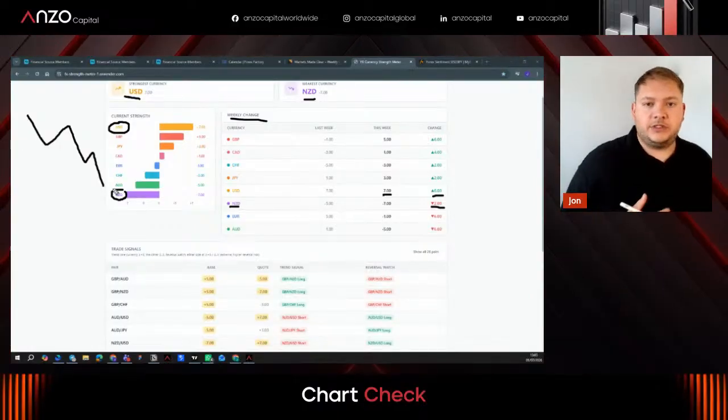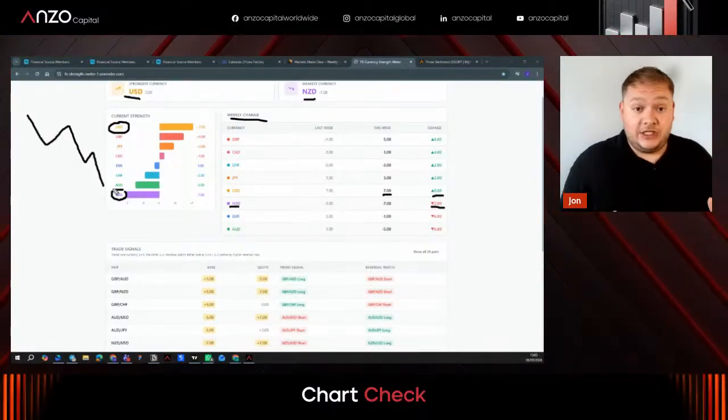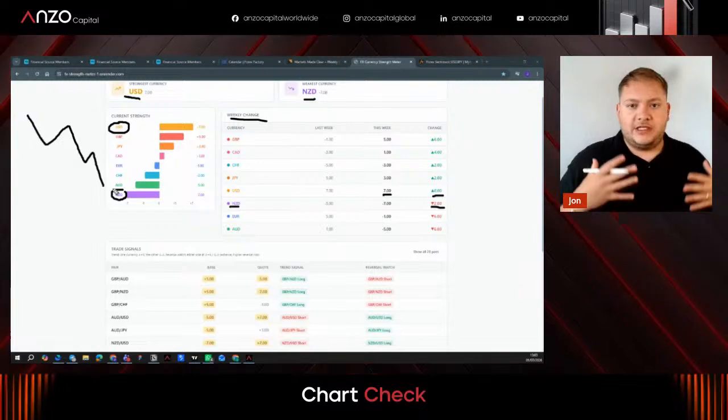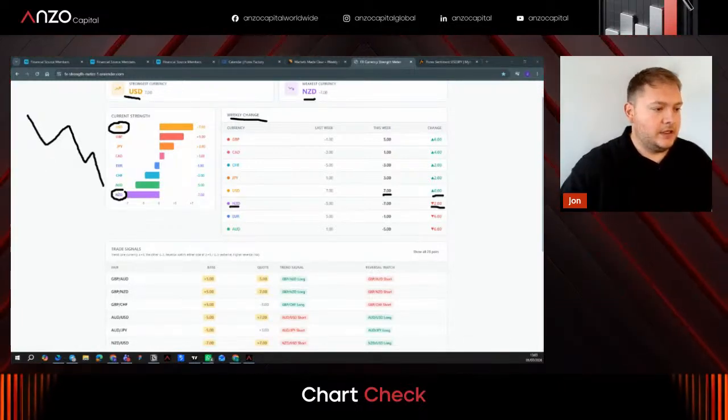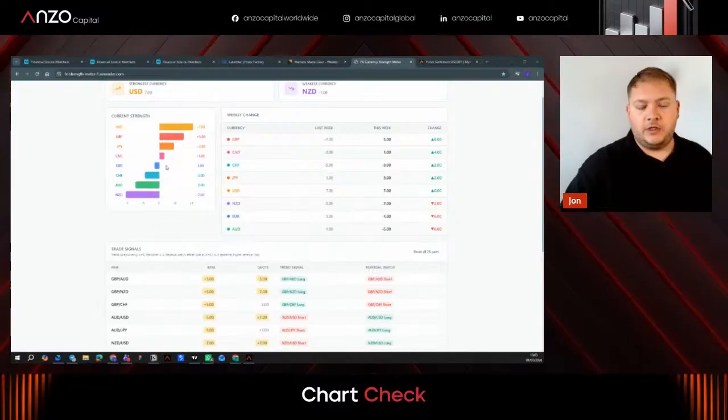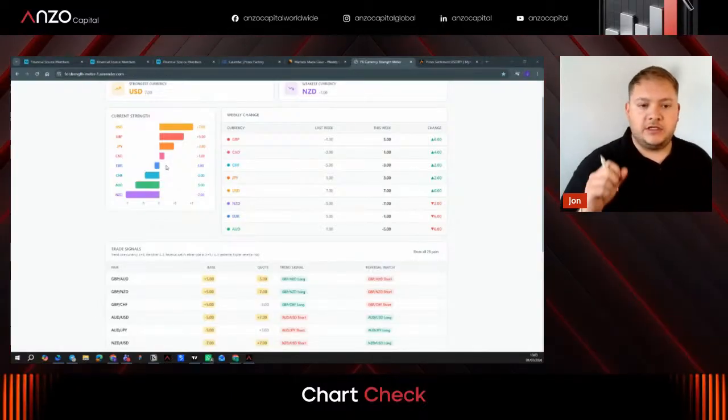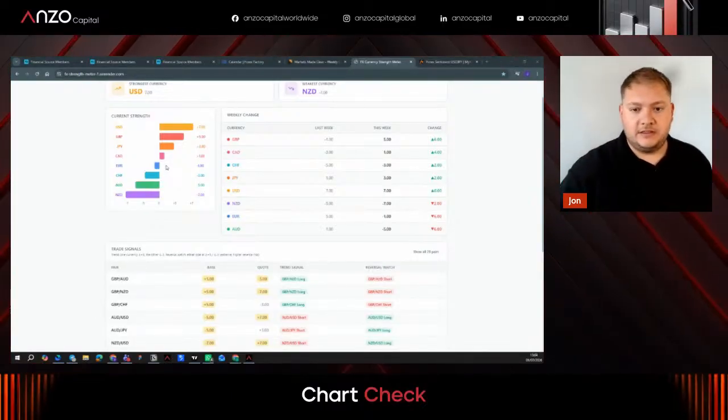Then, if those conditions are met, I want to be able to apply a strategy to that market. And that's exactly what I want to be looking at today. So the New Zealand US dollar is on my watch list. We do have a strong dollar. We do have a weak New Zealand dollar.